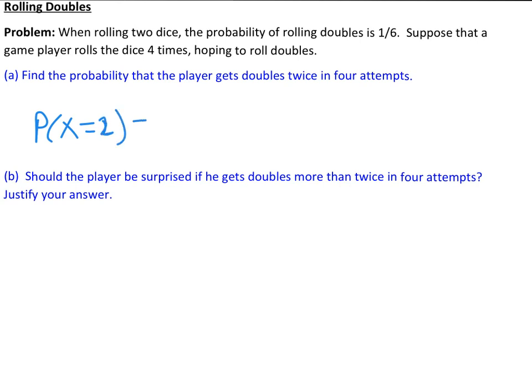So this is now saying X equals 2. So we have to look at the 4 trials, see how many ways 2 successes could happen. Success is looking for doubles. I want 2 of those. Failure is not, and I want 2 of those.